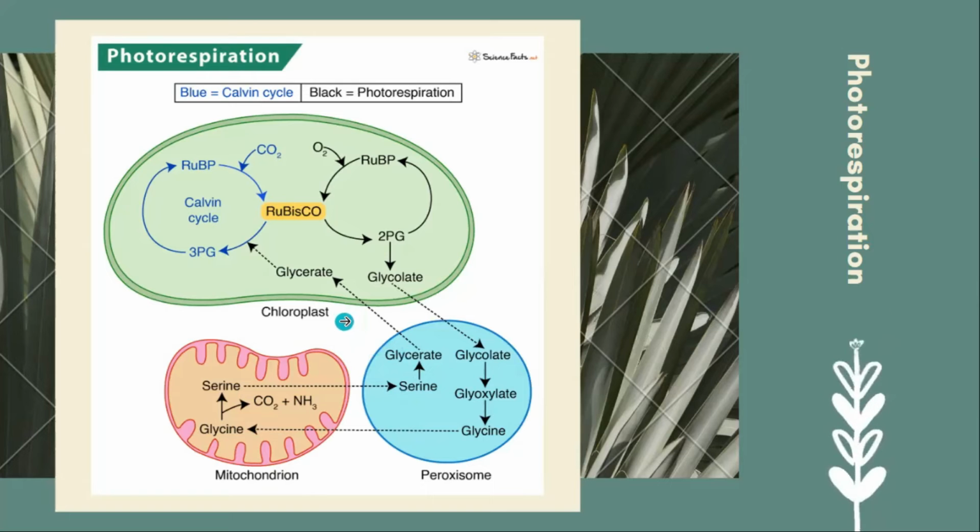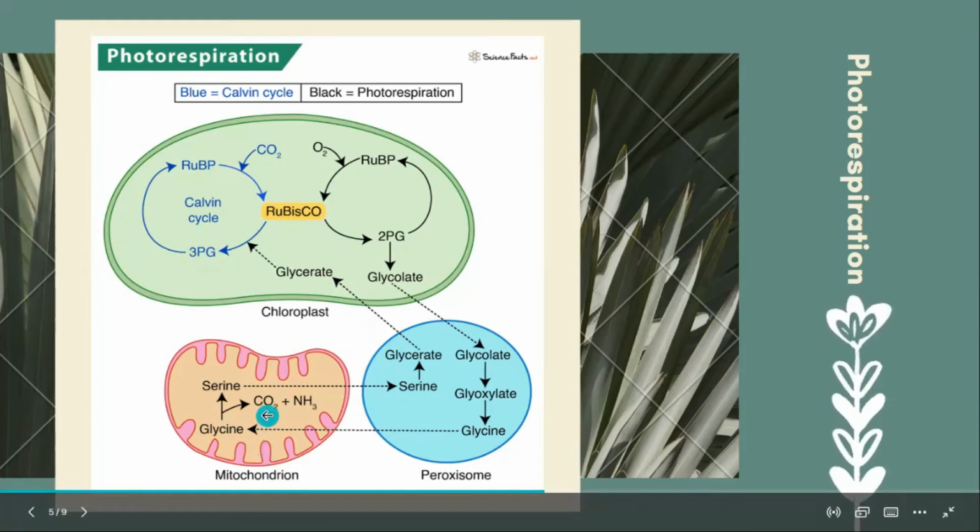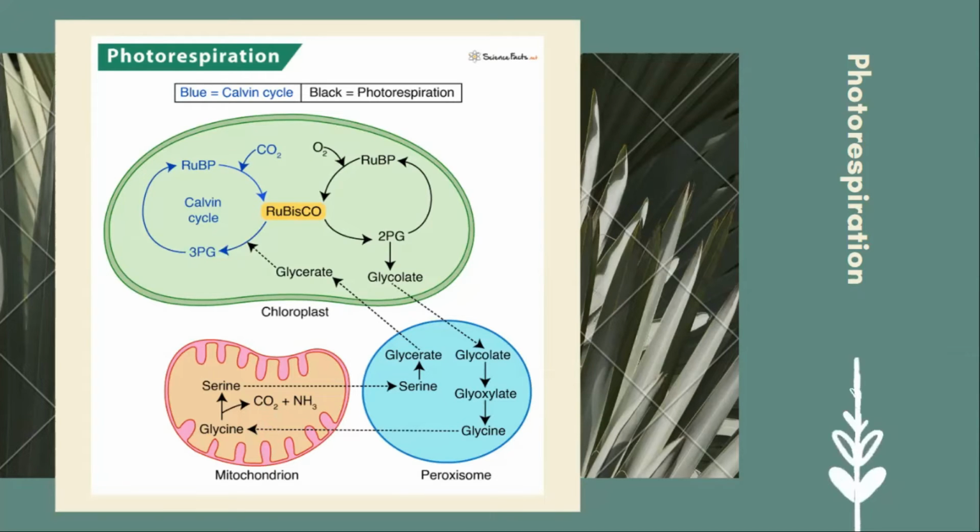Hydroxypyruvate is then reduced to glycerate, exported from the peroxisome to the chloroplast. It is then phosphorylated to form 3-phosphoglycerate or 3-PG here, which can re-enter the Calvin cycle. This pathway is called photorespiration because it consumes O2 here and releases CO2 here. It uses ATP and NADPH produced in the light reactions, just like the Calvin-Benson cycle, or the Calvin cycle for short.